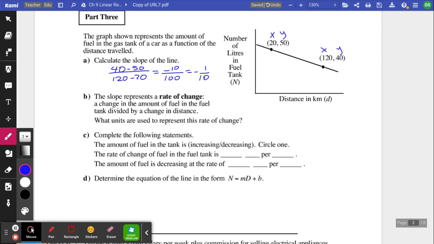So what does that mean? What is 1 and what is 10? 1 is what? 1 is the fuel. Okay, so liters. Yep. The 1 is the liters, and the 10 is the kilometers traveled. So according to this, you're using 1 liter for every 10 kilometers traveled.